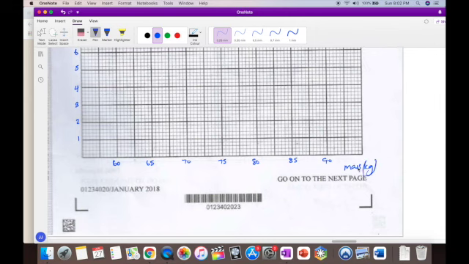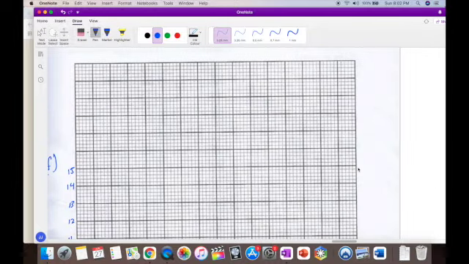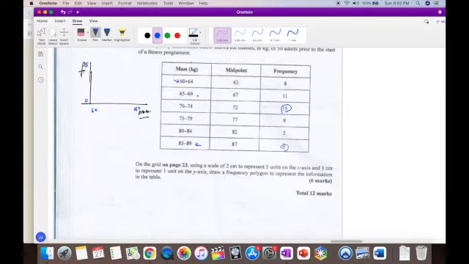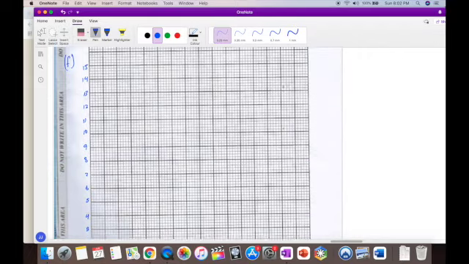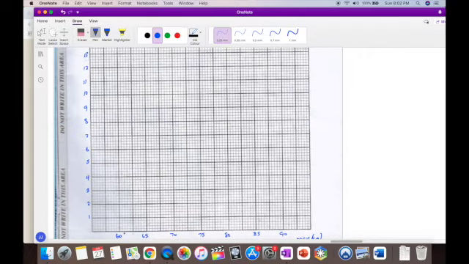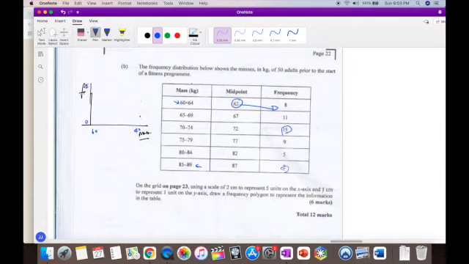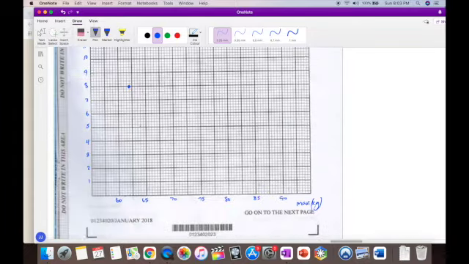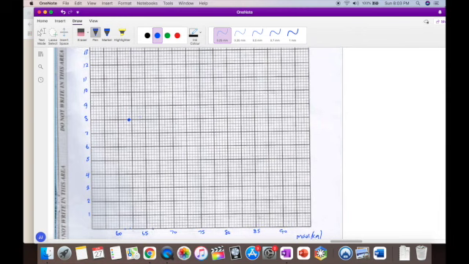So now let's plot our points and see how we're going to plot our points. And in order to plot our points, we can actually use this midpoint. So 62 is going to go to 8 on the frequencies, right? So I have here 60, this will be 61, this will be 62, and 62 will go all the way up to 8. So I have my first point here. And then what do we have? 67 going to 11. So 65, 66, 67 going to 11, which is about here.